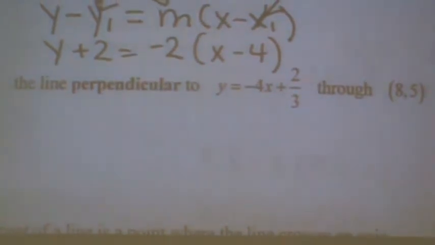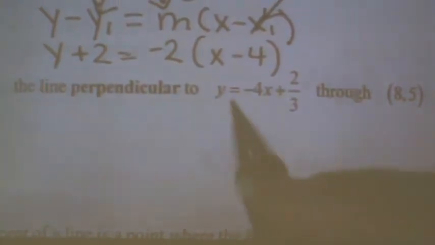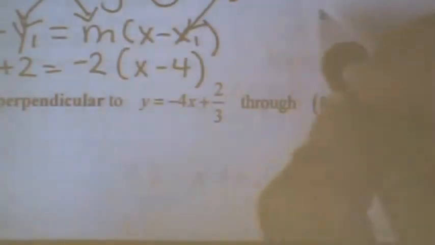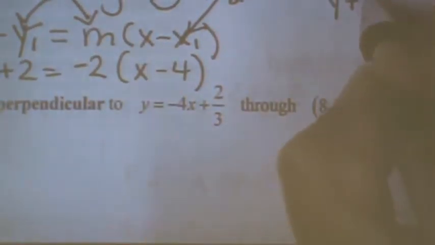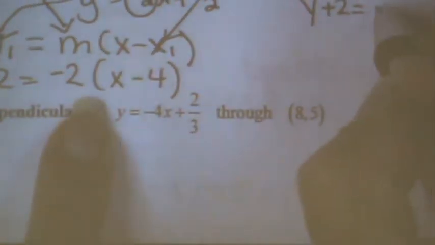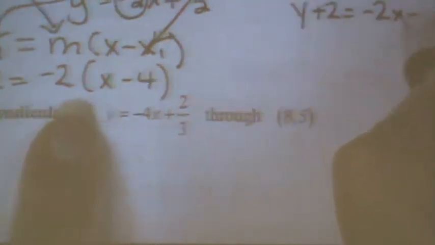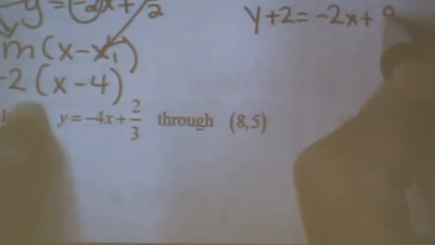You need to distribute. So what is going to happen here? You get y plus 2 equals -2x plus 8. And then what? Subtract 2. And then subtract 2. And that is the grand finale answer.